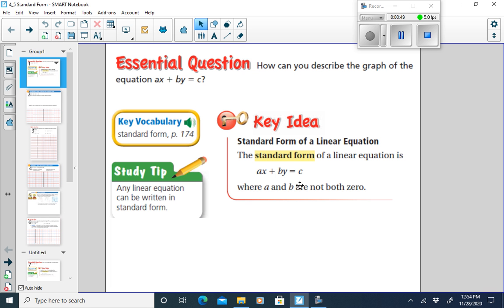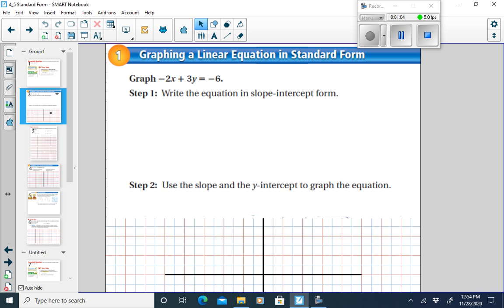Now, the other, simpler way of identifying standard form: x and y are on one side of the equation, and on the other side of the equation we have a constant. Now, how do we graph equations in standard form? Well, first of all, let's identify standard form here, right? We have x and y on the left side of the equation. We have a constant on the right side of the equation. The constant is all by itself.